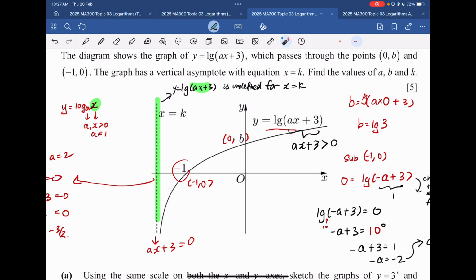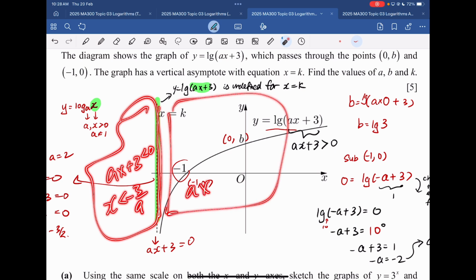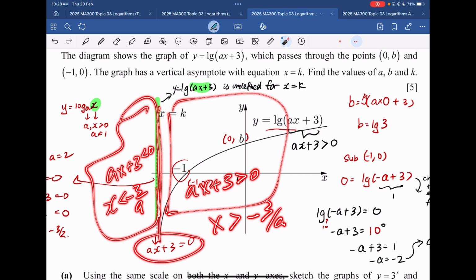You understand? How do you know that ax plus 3 is more than 0? Because I know that this is the final line. This region here is ax plus 3 less than 0, meaning x is less than negative 3 over a. And over here, ax plus 3 is more than 0, meaning x is more than negative 3 over a. So that's why at this point, I know that this is the final boundary.